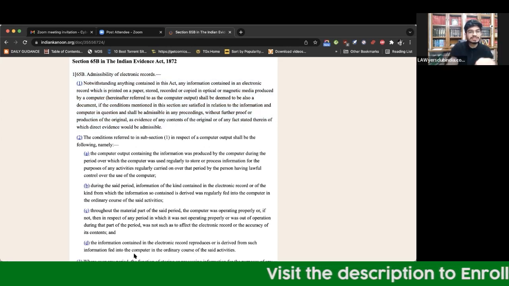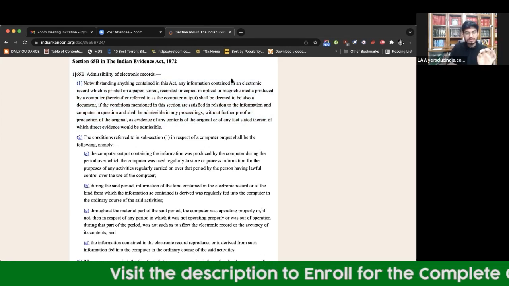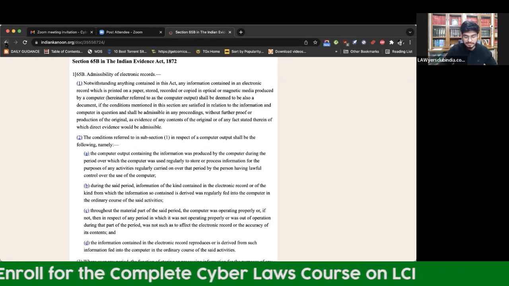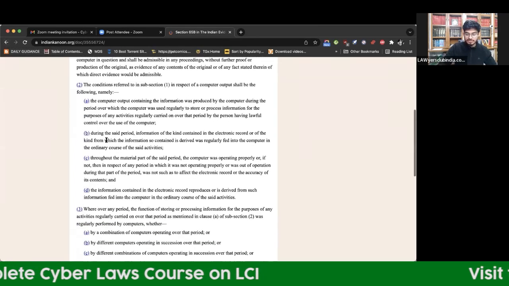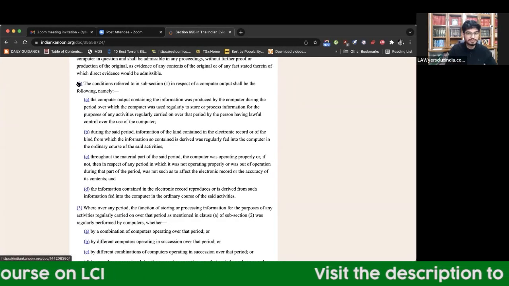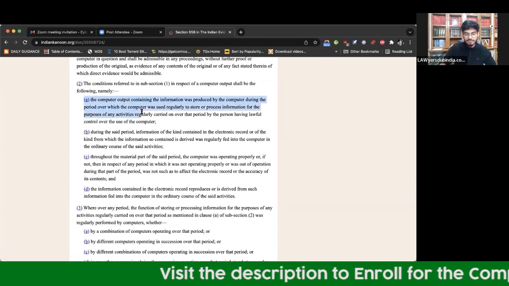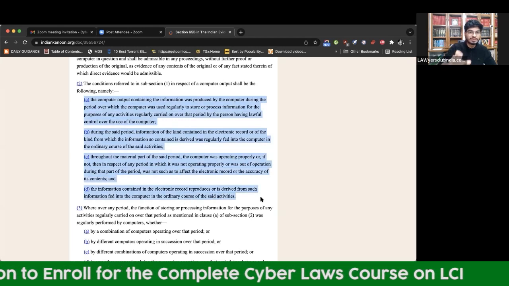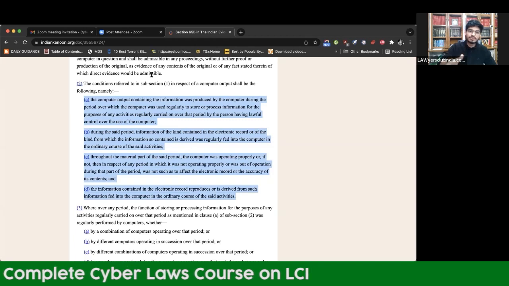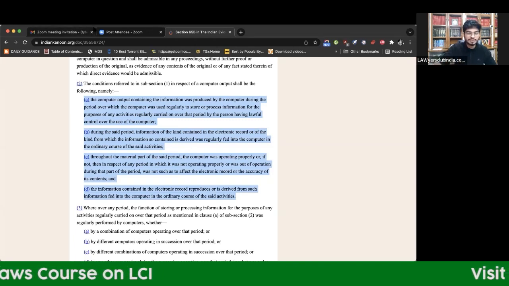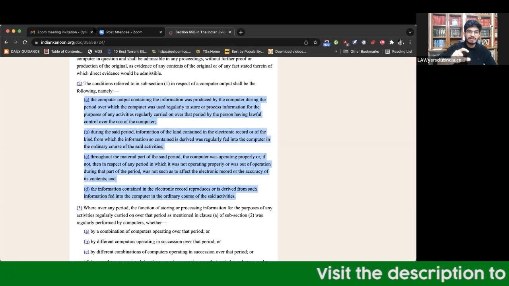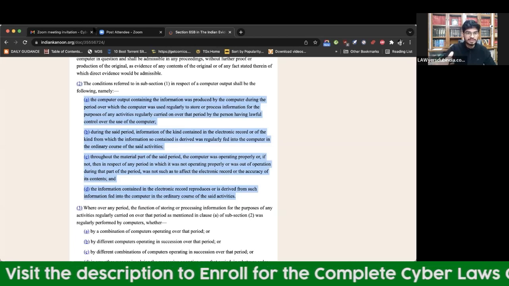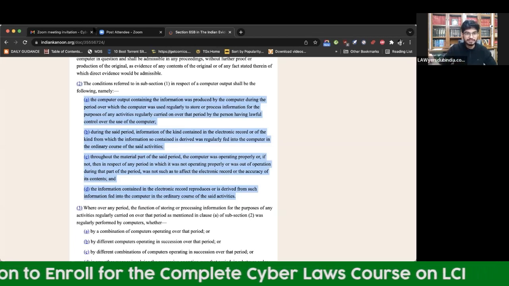So now I'm coming to the conditions that you have to fulfill. That is clause 2 and clause 5. From here I will be a little faster. I have been very slow until now. Now we'll go faster. So the first condition in clause 2 is that the computer was regularly used and the information was regularly stored on it. So it should not be a one-time job that is being done on the computer with the content that you want to bring to the court. It should be a regular exercise so that the court comes to know that it was nothing that you did once in a blue moon, and it can be something that you tampered with. So it is something that was being regularly done.